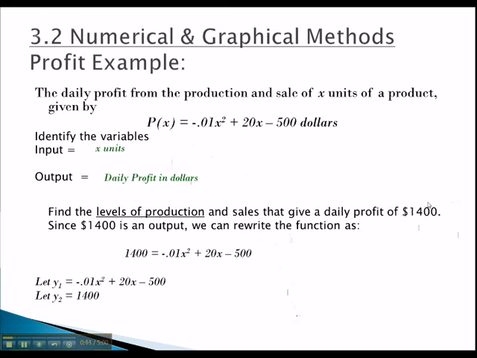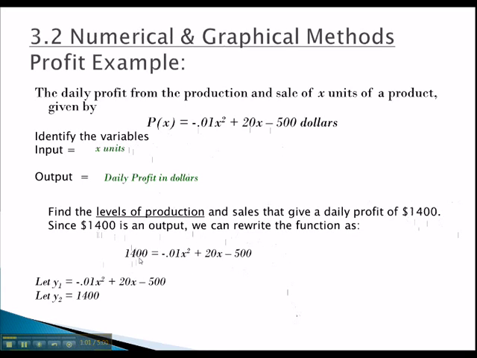The question is, what is 1,400? Is the 1,400 an input or an output? Since it's a profit in dollars, it's definitely an output, which tells us we can rewrite the profit function using the following.